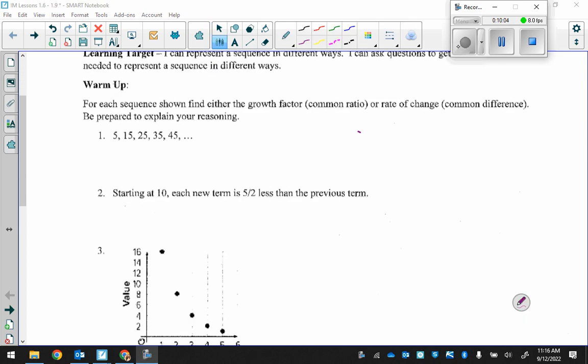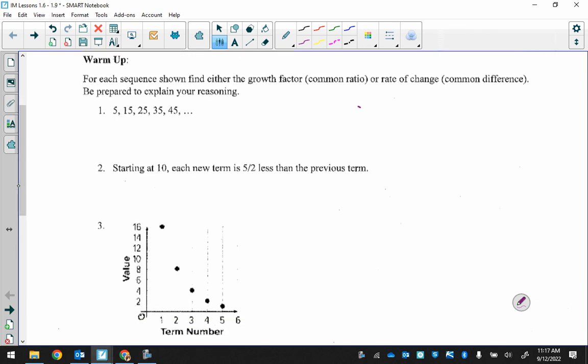All right, let's go through this. For number 1, for all of these, find either the growth factor, another name for it is common ratio, or the rate of change, another name for it is common difference. Which one of those represents a geometric sequence? Which terms? Yeah, common ratio. So this is our geometric. Good. And then we have our arithmetic.